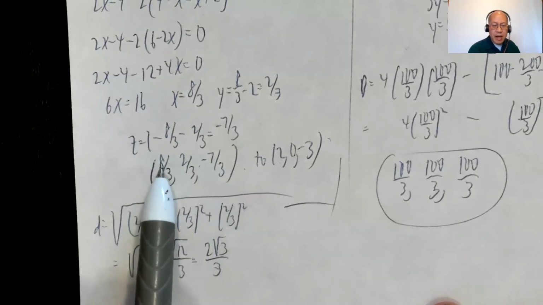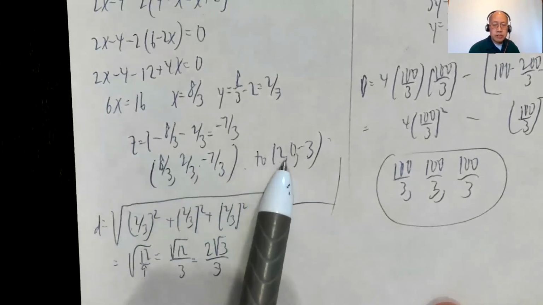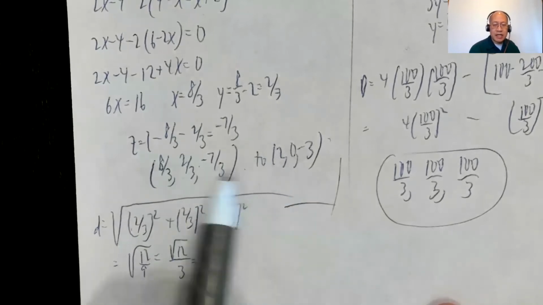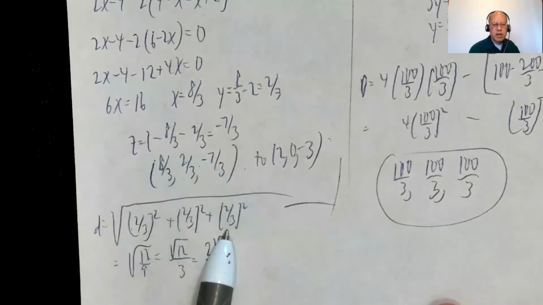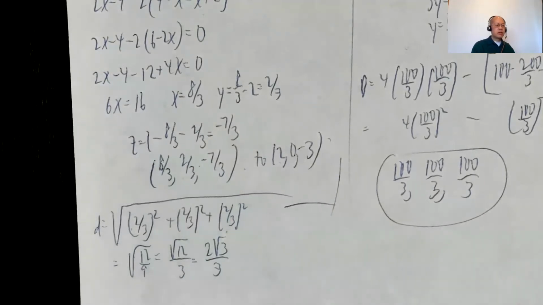So that minus that squared is 2/3 squared. 2/3 minus 0 squared is 2/3 squared. And then that minus that squared is also 2/3 squared. So that's 4/9 plus 4/9 plus 4/9, square root of 12/9. Okay, square root of 12 over 3. 2 radical 3 over 3 is the final answer.